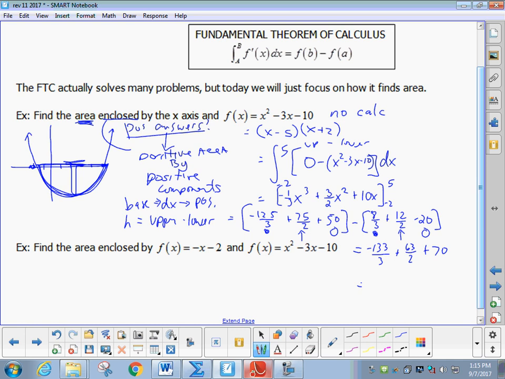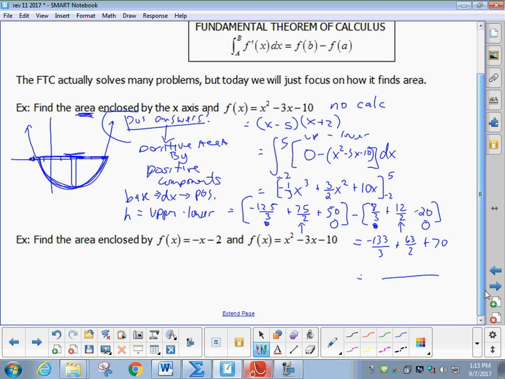Now I'm ready to get a common denominator, but I only have to do it once instead of twice. So the common denominator is 6. The first term you'd have to multiply by 2, and it becomes negative 266. The next one you'd have to multiply by 3, and it becomes 189. And 70 times 6 is 420.